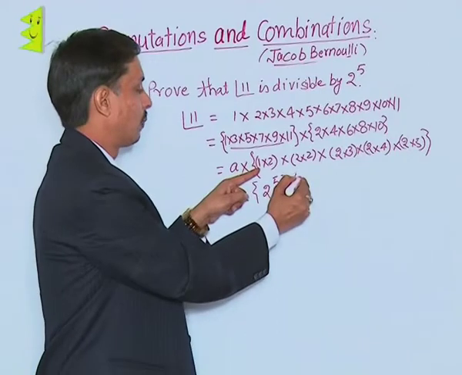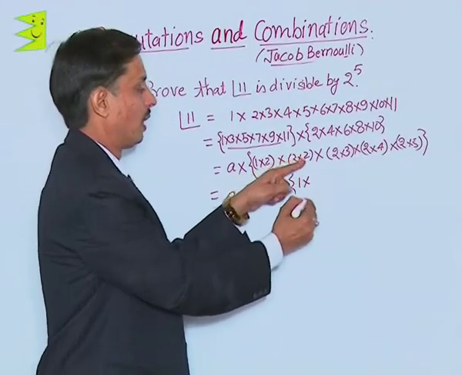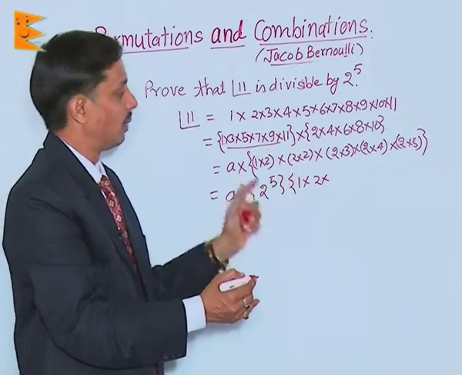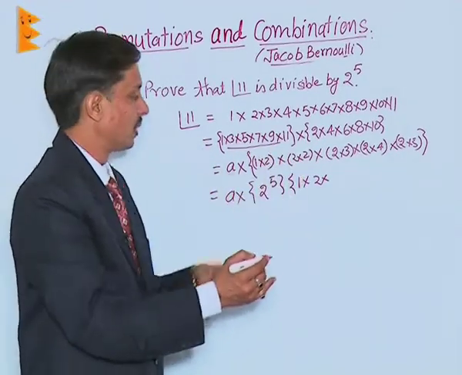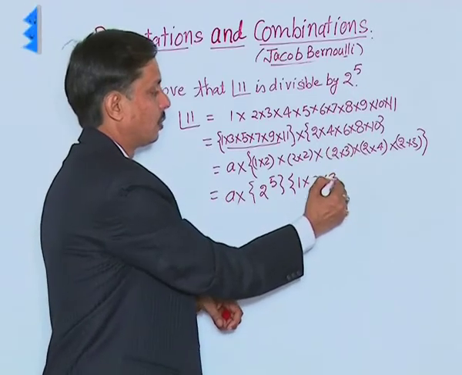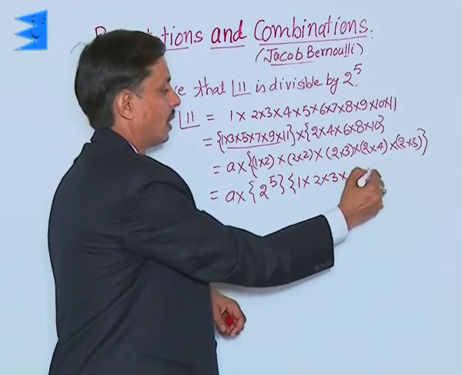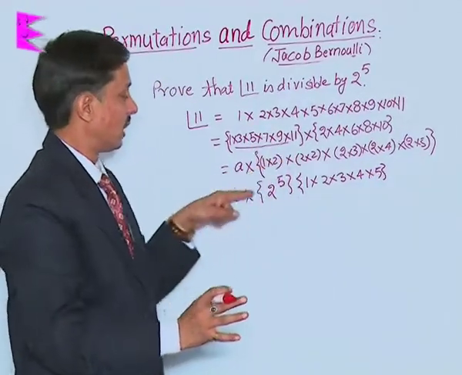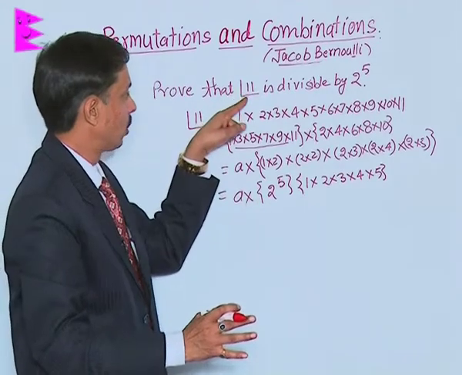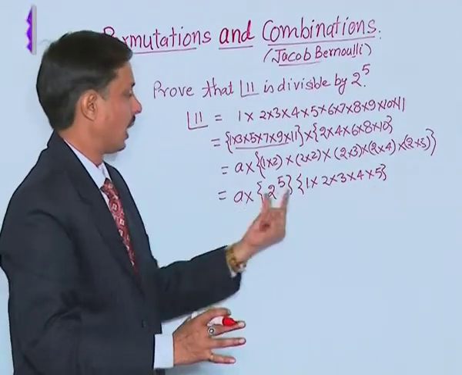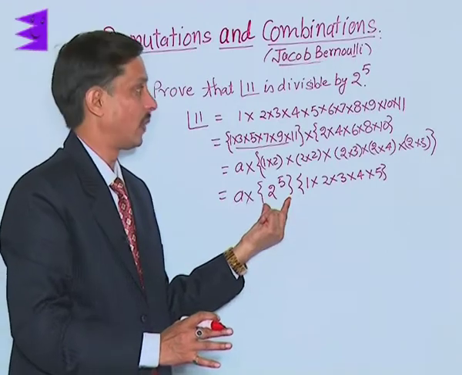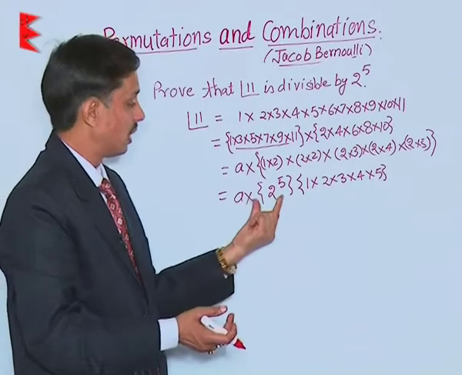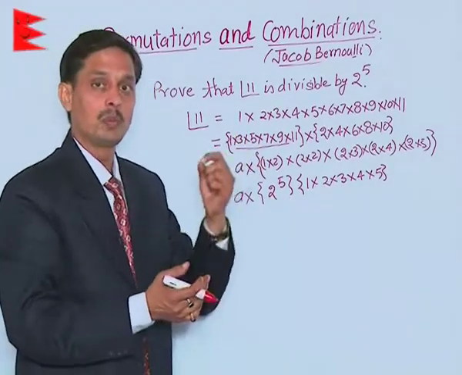And the remaining numbers after taking 2, what will be left from the first bracket? 1. What will be left from the second bracket? 2. I am taking only one 2 out of these with the sequence of the pattern. Then it is 3, then 4, then 5. So it is very clear that this product, factorial of 11, has 2 to the power 5 as a factor. So we can say it is divisible by what? It is divisible by 2 to the power 5.